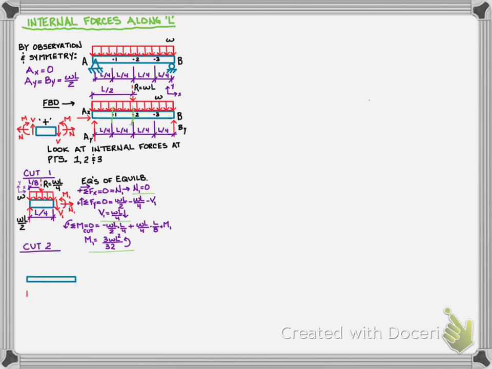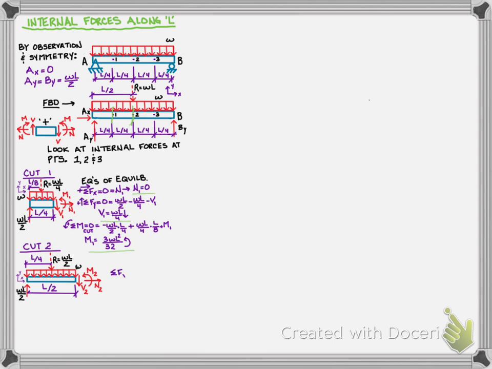I could draw a little green squiggly on my FBD. I can start drawing my free body diagram of my cut. Again, I'm going to show W over the entire length of now L over 2, but my resultant is going to be a function of that shorter length. So my resultant is only W times L over 2, and it's going to act in the center of the distributed load, so at L over 4 from A or L over 4 from the cut end.